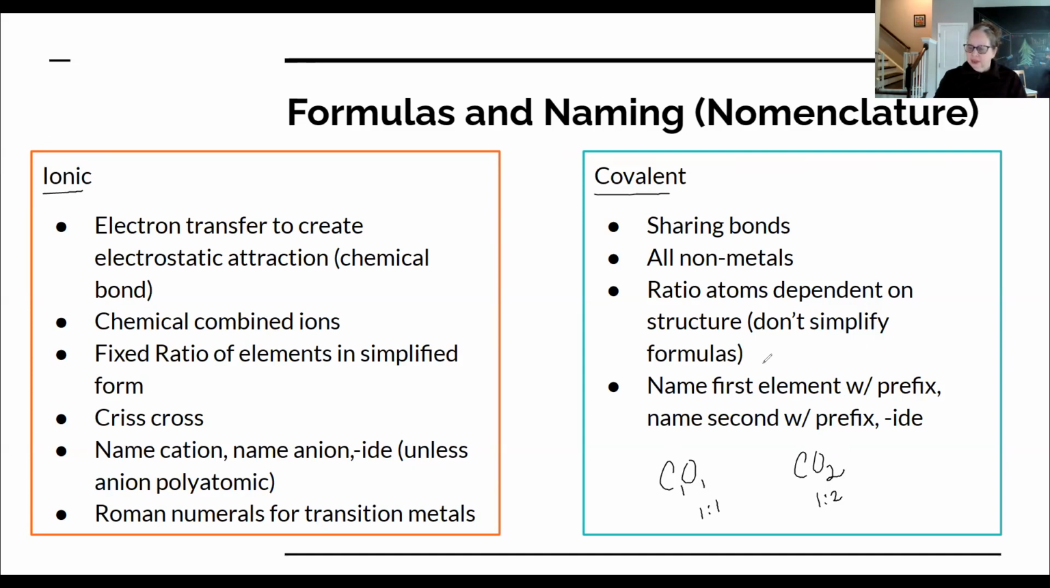You name the first element with its prefix, the second element with its prefix. For the first element, like in carbon monoxide, we don't have to say monocarbon monoxide. You always assume the first one is mono if it doesn't say. Carbon dioxide, again, we don't say the mono for carbon, but we would say it for the second element. Carbon monoxide, carbon dioxide, di-2.